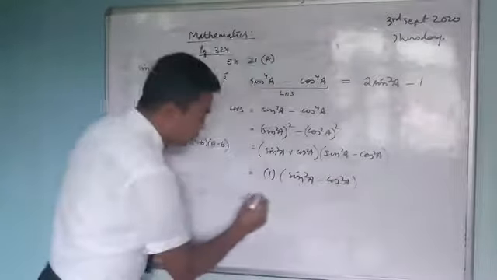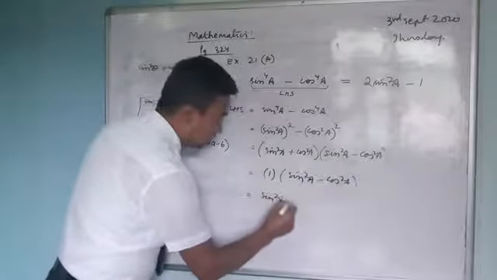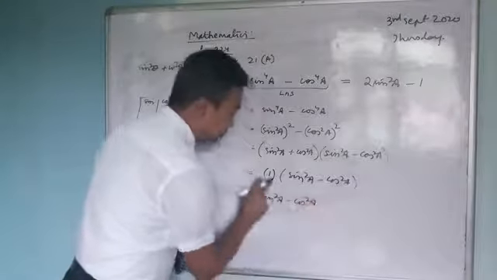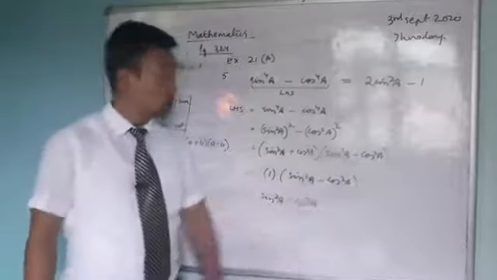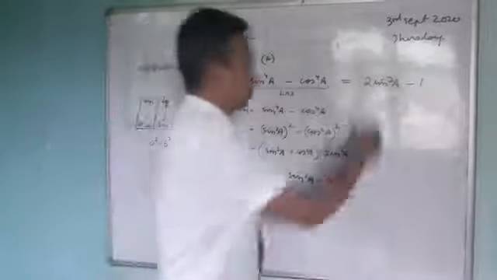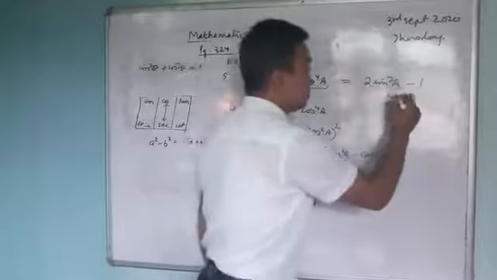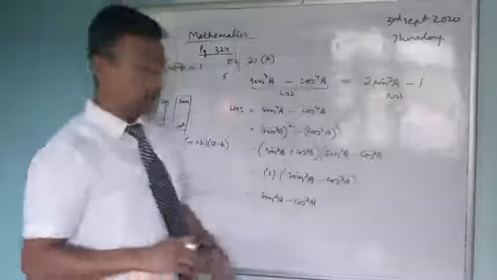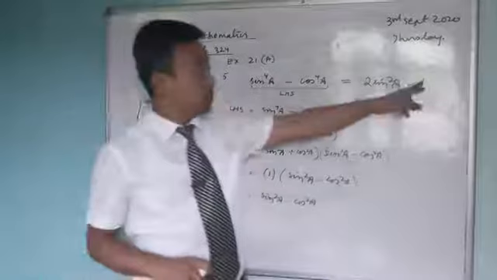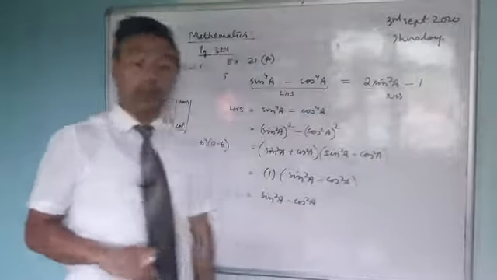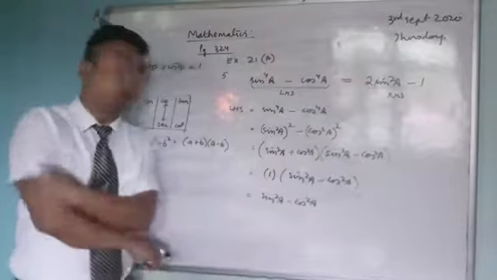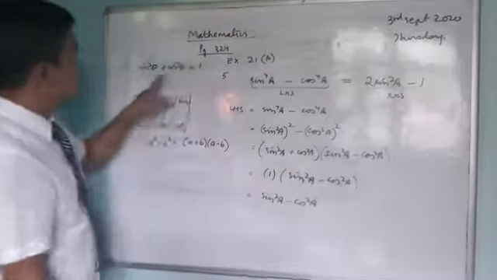So we are nearing the answer, because if you multiply by 1 it becomes the same. But if you look at the right hand side, cos square A is not there. So we have to get rid of this cos square A. Now how to get rid of that cos square A? You take the help of this.